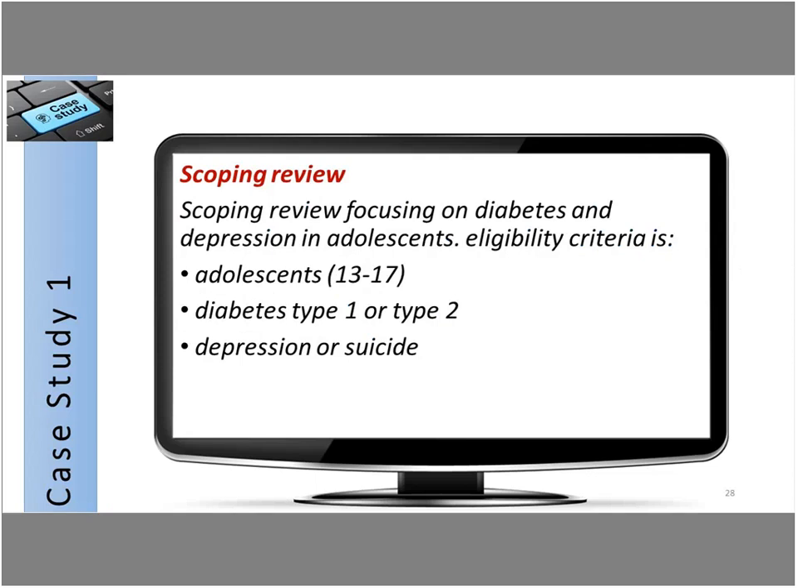So this is a reminder of case study 1. We were looking at a scoping review, and we were looking at adolescents with either type 1 or type 2 diabetes and its association with depression or suicide. And because it was a scoping review, they were open to interventions, correlations, different types of studies.